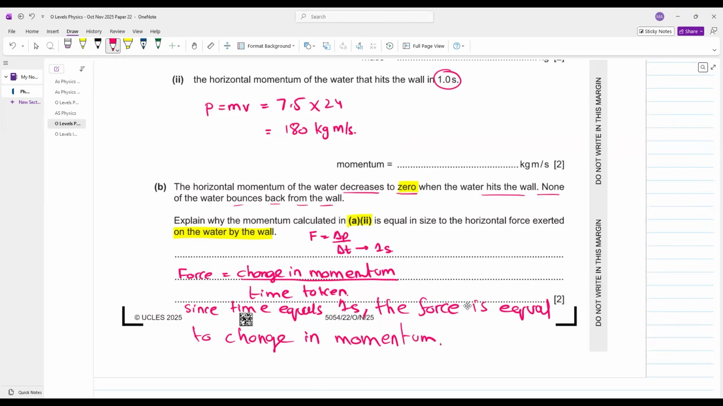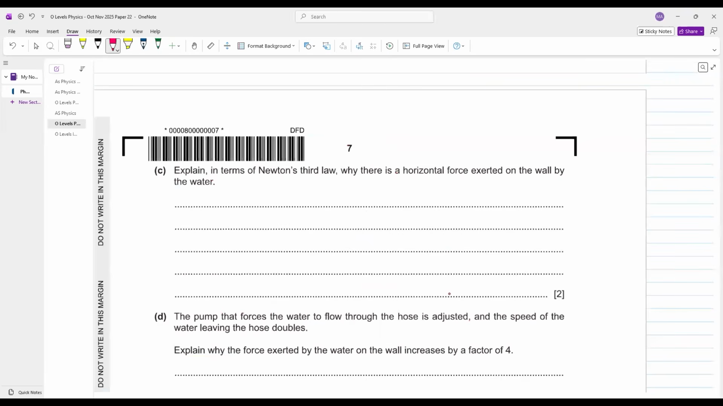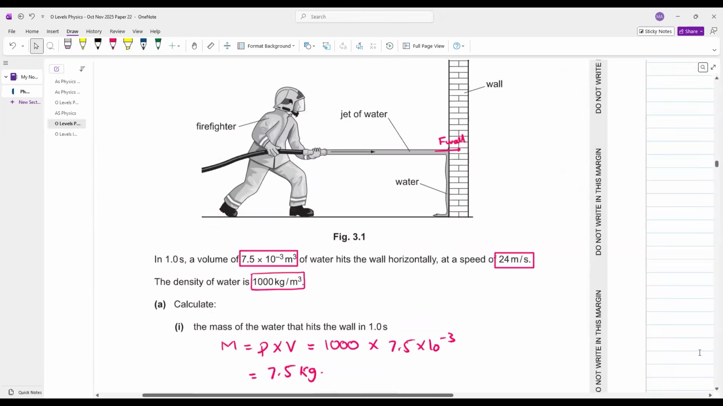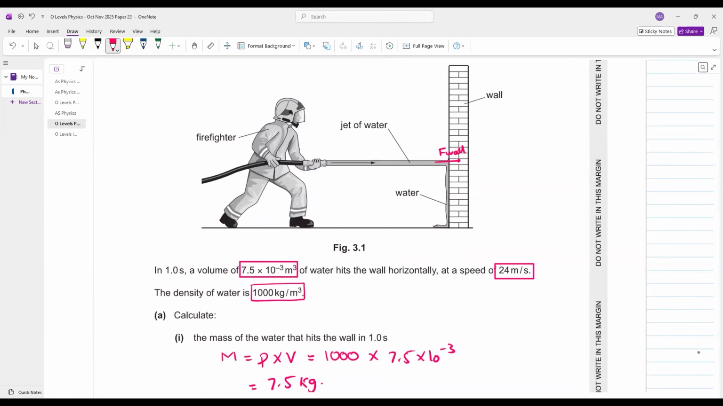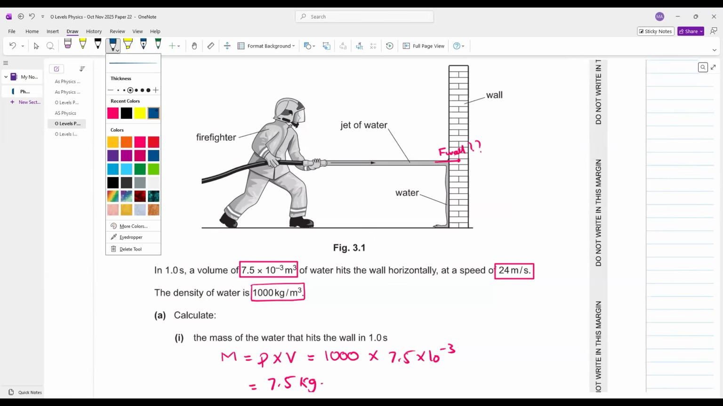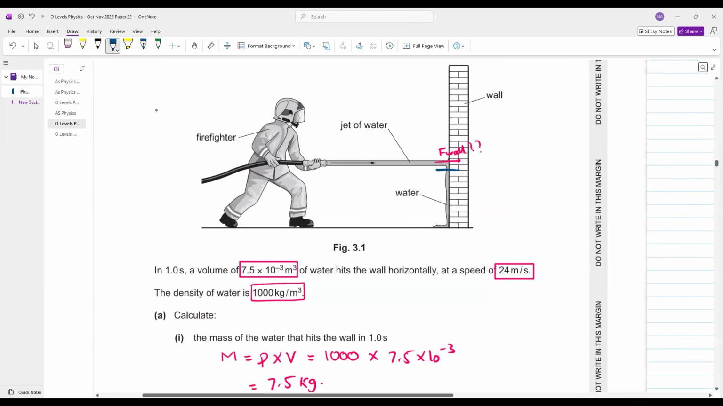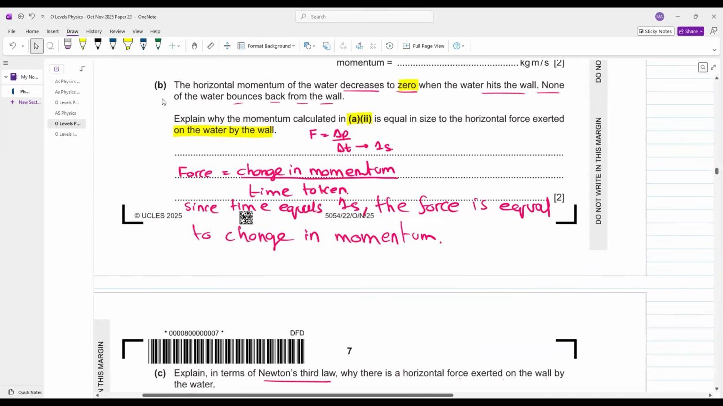आगे बढ़ते हैं बेटा. अच्छा, explain in terms of Newton's third law why there is a horizontal force exerted on the wall by the water. बेटा हमने बताना है according to Newton's third law why there is a horizontal force exerted on the wall by the water. ये wall पे क्यों force लग रही है? You will say that there is a force by the wall on the water. बेटा ये आपकी जो वॉल है वो वाटर पे एक फोर्स लगा रही है. अकॉर्डिंग टू न्यूटन थर्ड लॉ वाटर भी वॉल पे एक फोर्स लगाएगा.